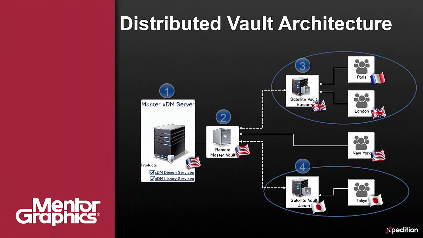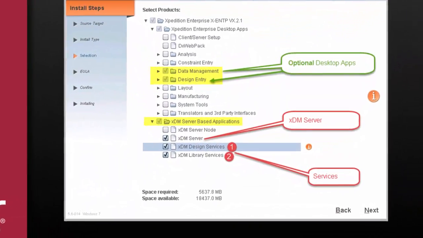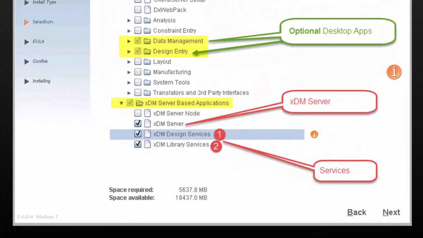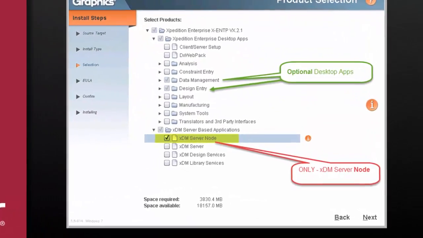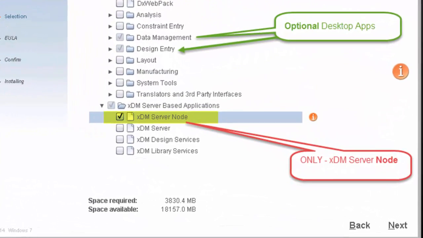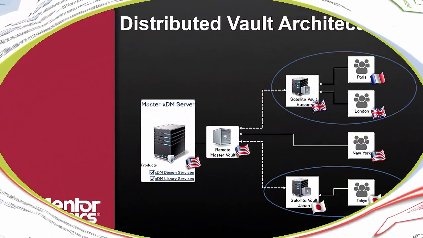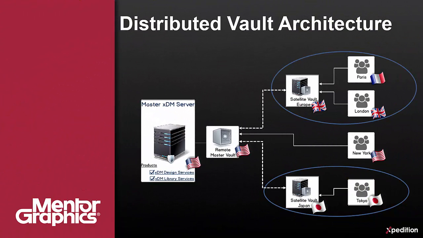Here is the plan. I have 4 servers already installed with Mentor software. XDM Design Services, XDM Library Services, and XDM Server are installed on my master XDM Server host machine, while on the other 3 nodes I have installed just XDM Server node. Using the Configuration Manager utility on the master XDM Server, I will configure all the settings for the master XDM Server and all the nodes.